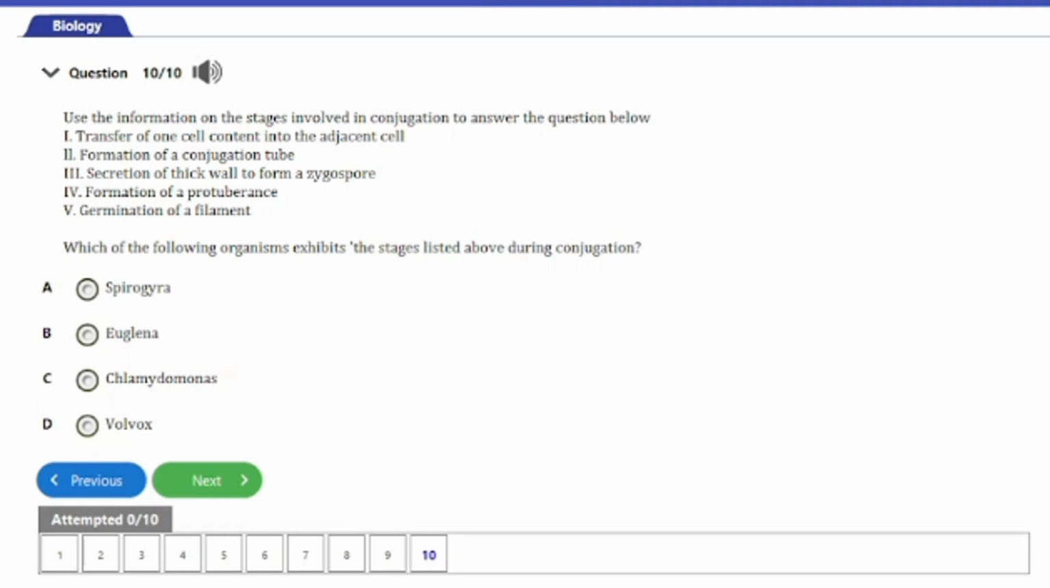So it says here, which of the following organisms exhibits the stages listed above during conjugation? We have A, Spirogyra, B, Euglena, C, Chlamydomonas, D, Volvox. So guys, of the options listed here, Spirogyra is actually the organism that exhibits the stages listed above during conjugation. And that's it for that question.